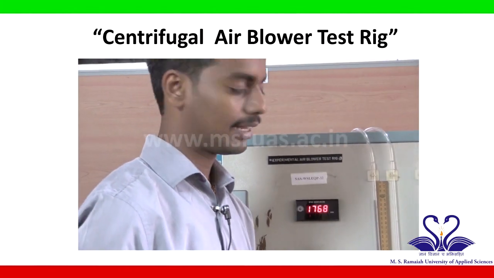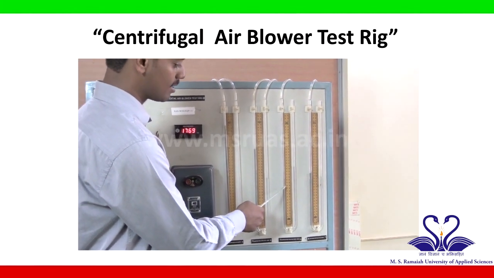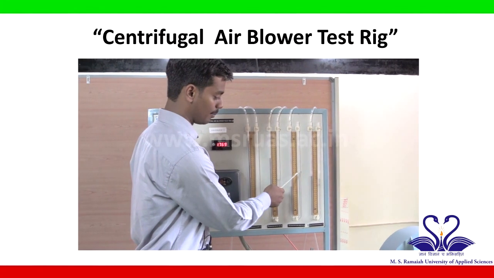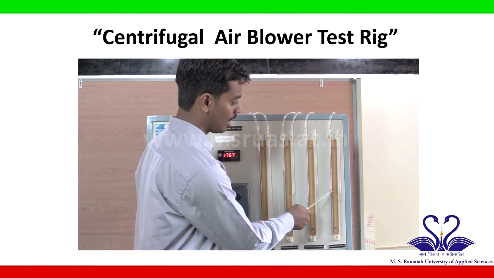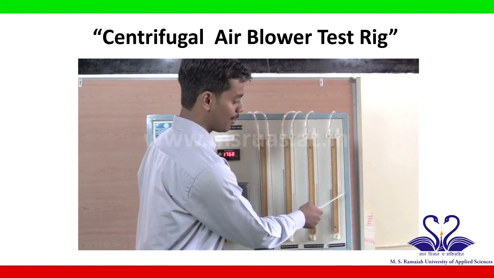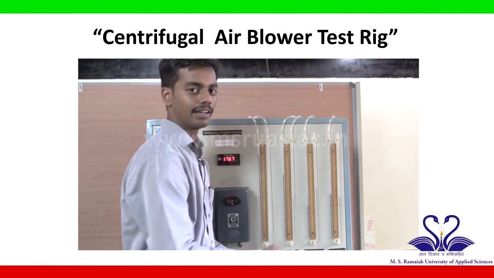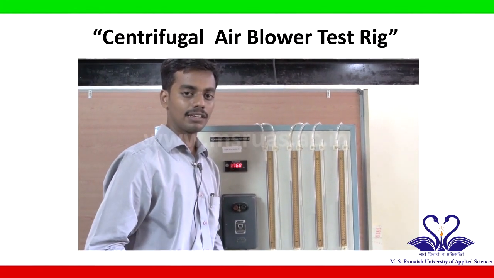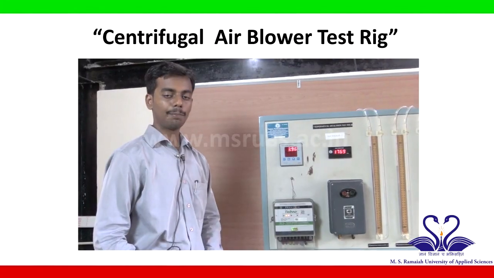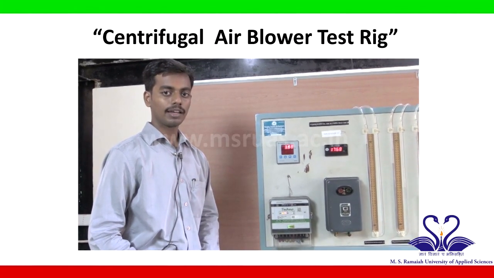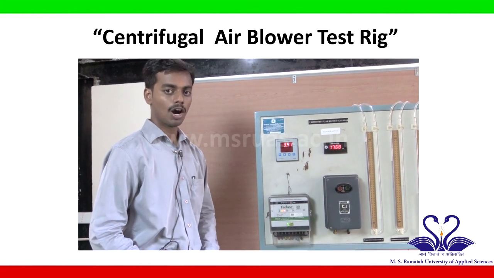We must observe that at the delivery head, the level in the left limb is lower than the level in the right limb, in contrast to the suction head, where the level in the left limb is a bit higher when compared to the level in the right limb. This indicates that the suction head is negative pressure, that is, the pressure at the suction is lower than the atmospheric pressure. The power consumed by the electric motor can be calculated by noting down the time for a particular number of blinks on the energy meter.